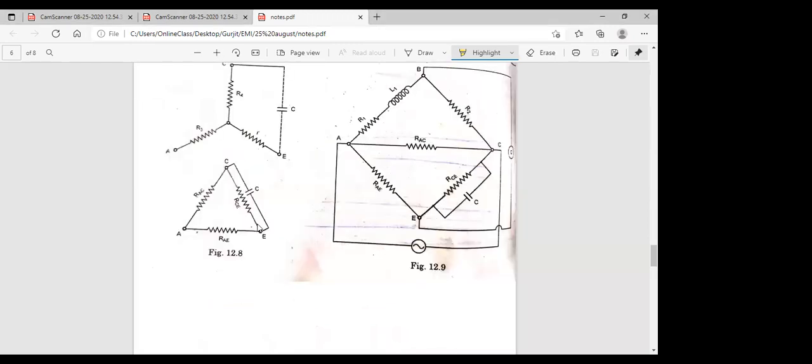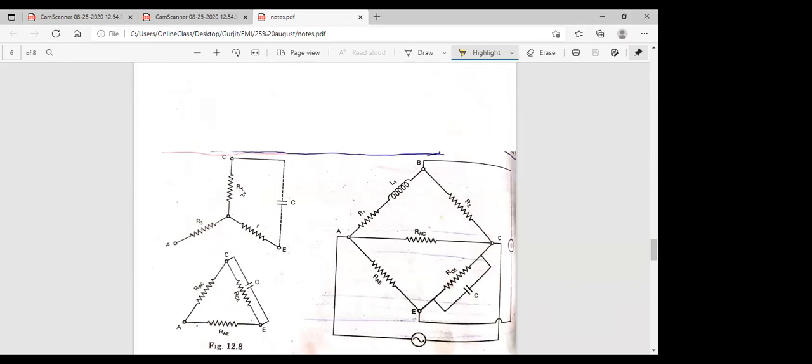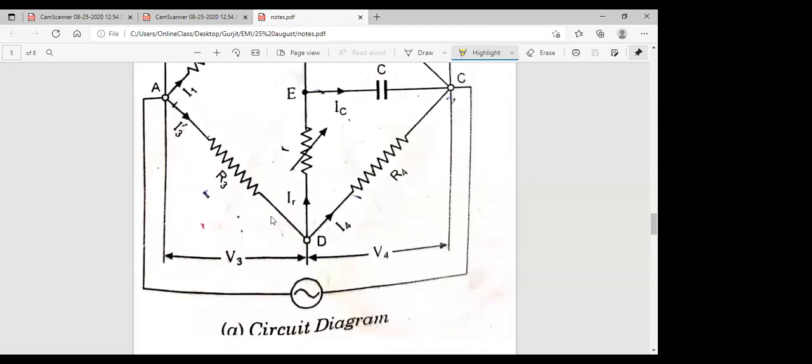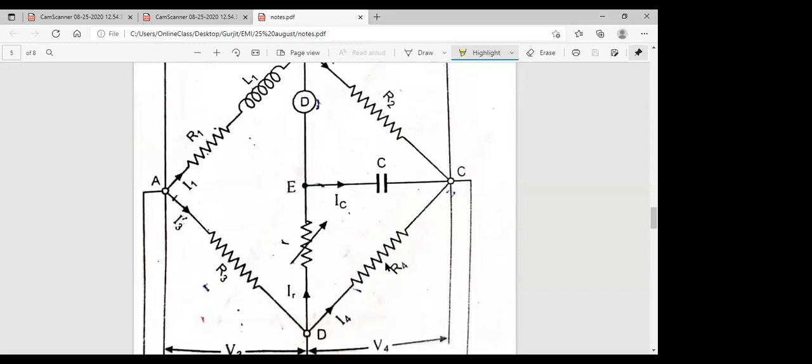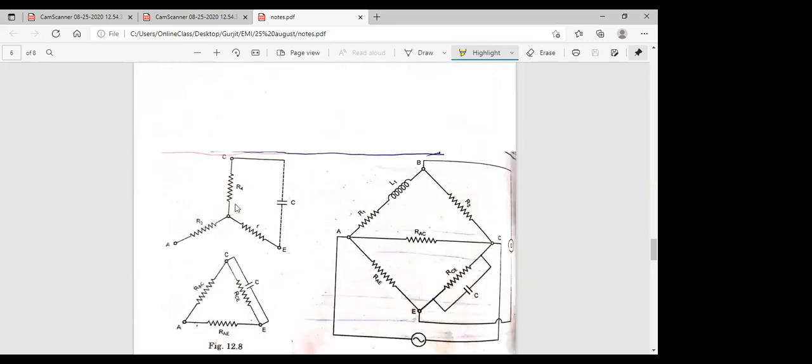See this, students, this is the value of R4, R3, and this small r resistance. So we are converting these three resistances, R3, R4, and small r. Check this, this is R3, this is R4, and this small r resistance. They are making the star connection. R3, R4, small r and this capacitor are making the star connection.